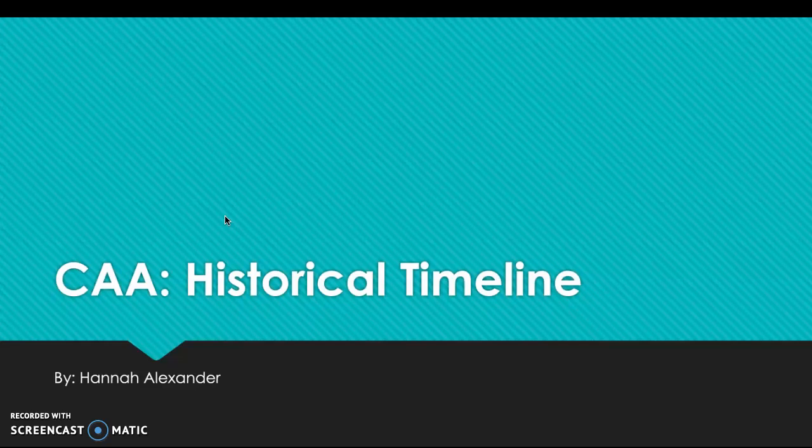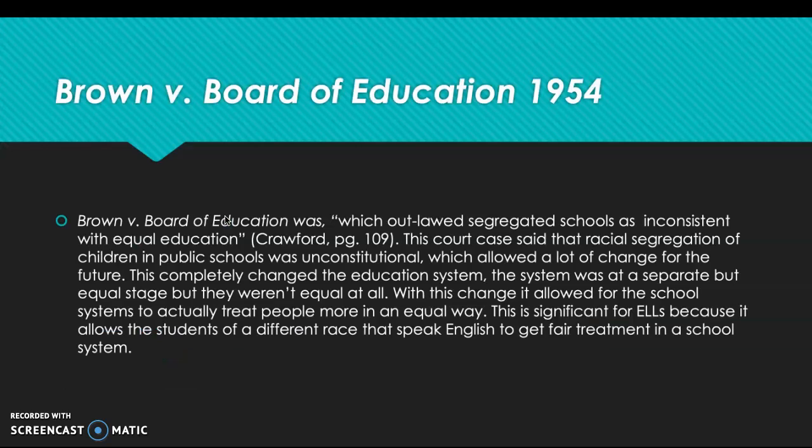With these 10 laws, it gave every child hope, no matter their race, religion, or the language they spoke. They are allowed to go to school now because of the sacrifices that these people and children went through to get the education system the right way it is now.